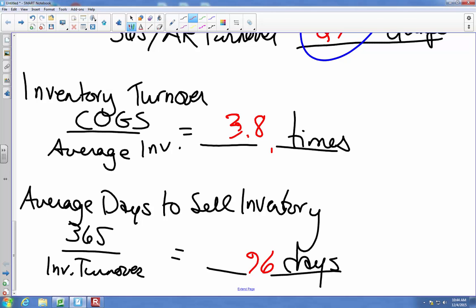Do you want me to define each of these so you can make sure to get them in your notes? So inventory turnover is the number of times inventory is sold in a period, and in this case, it's a year. Number of times inventory is sold in a period. Whereas average days to sell inventory is right in the title. There's nothing more to say about that. That's exactly what it is.